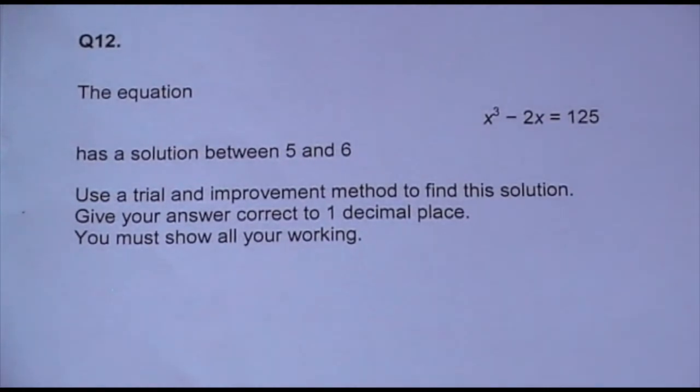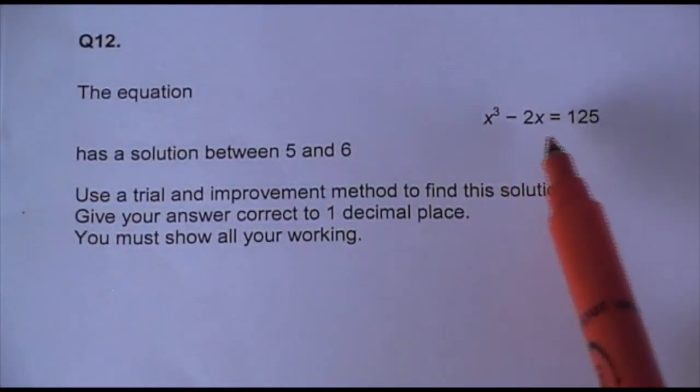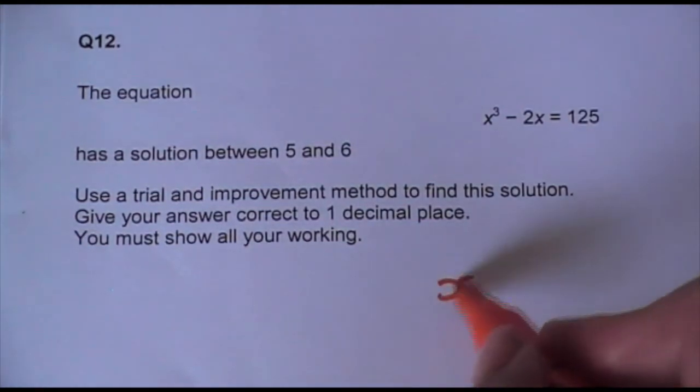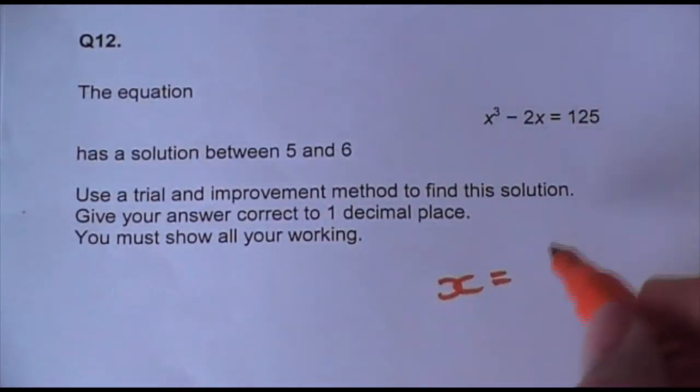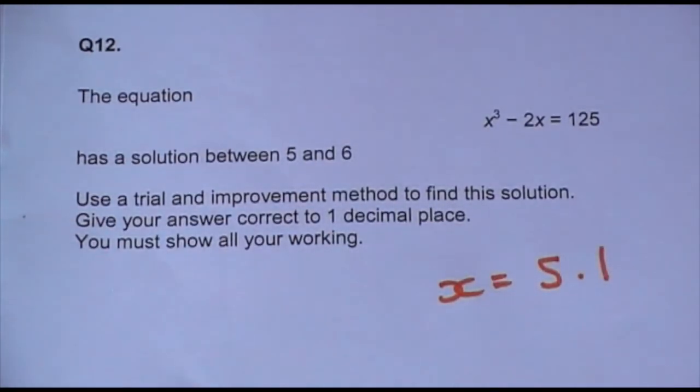Here's another one. Question 12, if you wish to have a go, it's x cubed minus 2x equals 125. The solutions are between 5 and 6. Press pause, have a go. When you're ready, press play for the answer. And the solution is x equals 5.1.